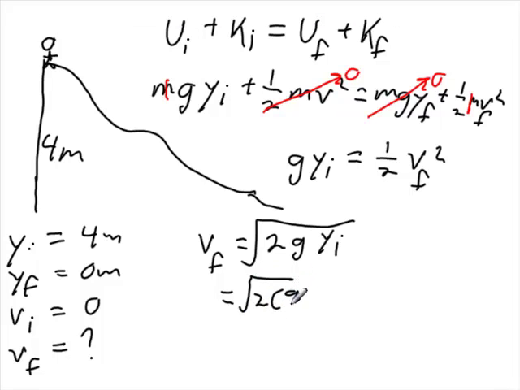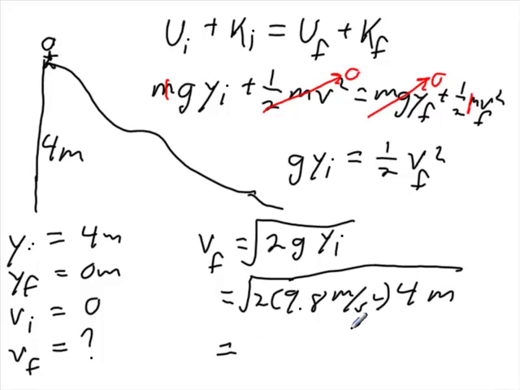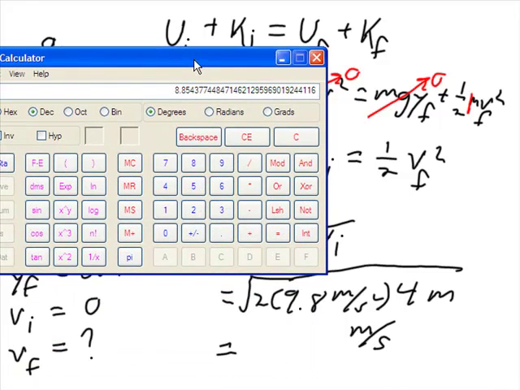2 times 9.8 meters per second squared times 4 meters. Let's check the units. I've got meters squared, that's going to give me meters. I've got seconds squared, take the square root, gives me seconds. Bring back my calculator. I got 8.85.